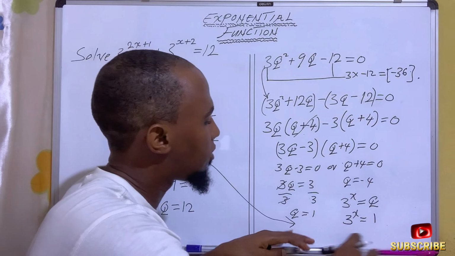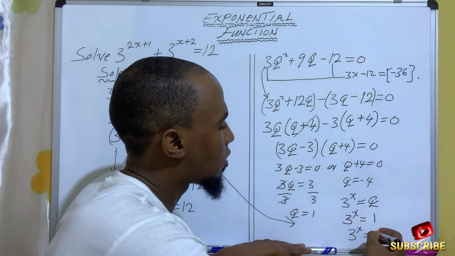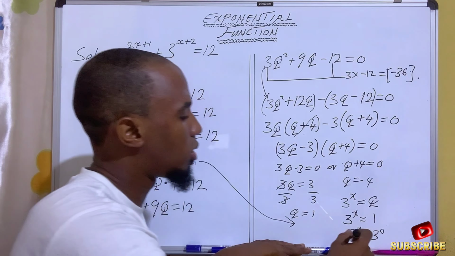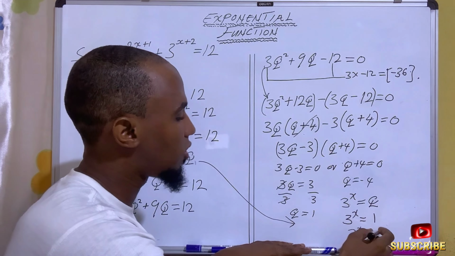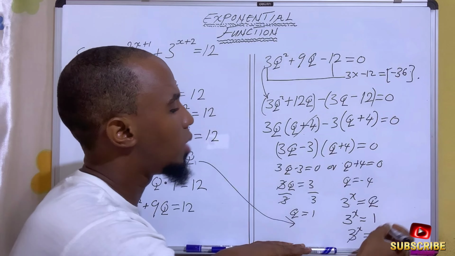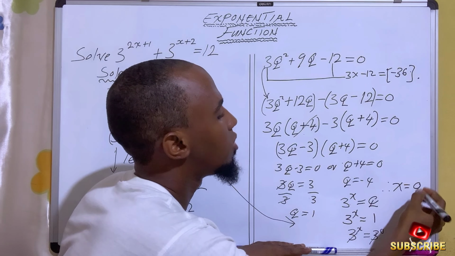So we are going to have here 3 to the power x is equal to 3 to the power 0. 3 to the power 0 is same as 1. Therefore our x is equals to 0. Since the bases are the same, we equate the powers. Therefore our x is equals to 0 as our answer.